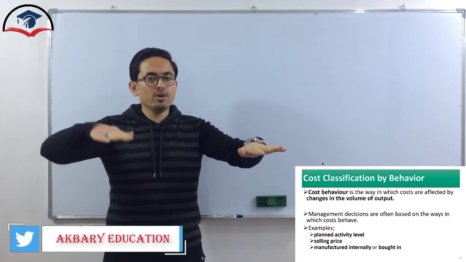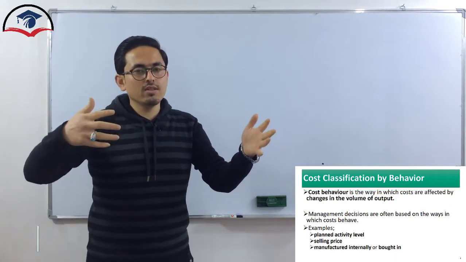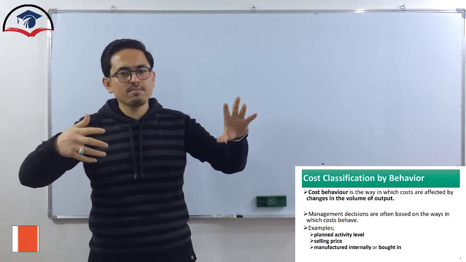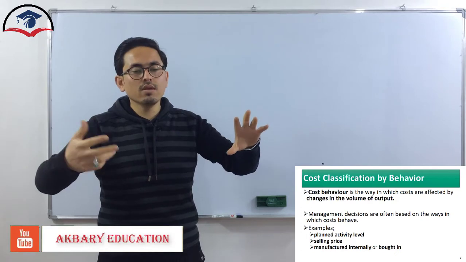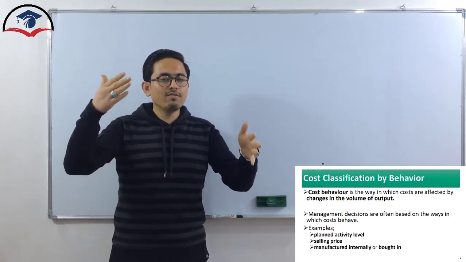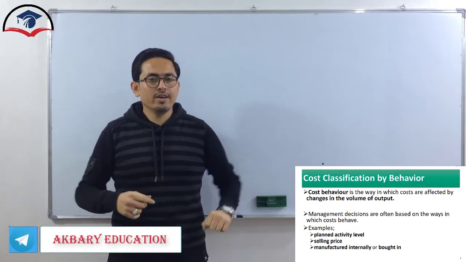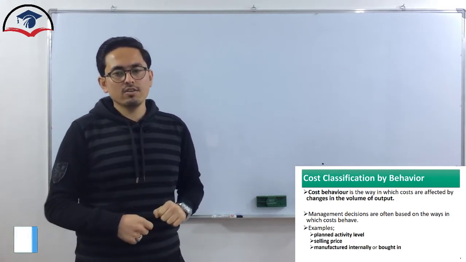When I produce one unit, what is the cost? When I produce the second unit, what is the total cost? The third unit, what is the total cost? The fourth unit. And how the change in the level of activity will have an effect on the cost. This is called the cost behavior.